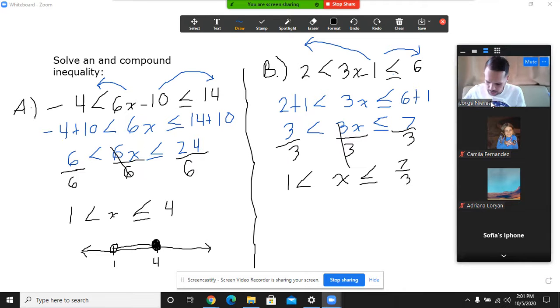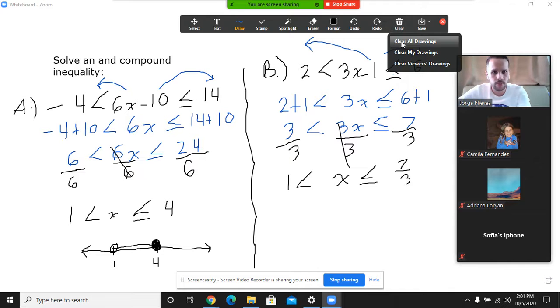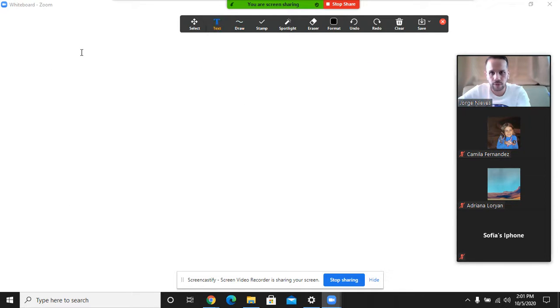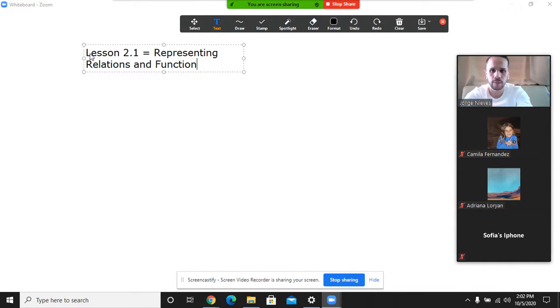Pues nada, por hoy, lo último que voy a hacer es comenzar a repasar de la lección 2.1, qué es lo que usted tiene que enfocarse. Now I'm going to review lesson 2.1. Esta lección era la de representing functions, represent relations and functions, ¿ok? Voy a empezar a repasar este y el miércoles, perdón, continuamos con esta lección.